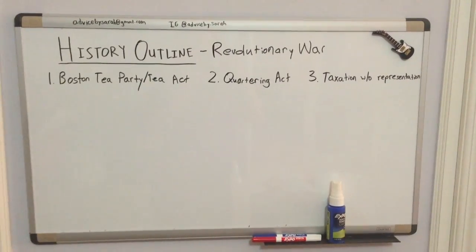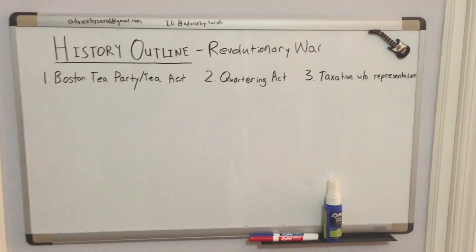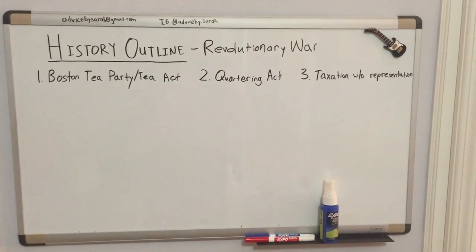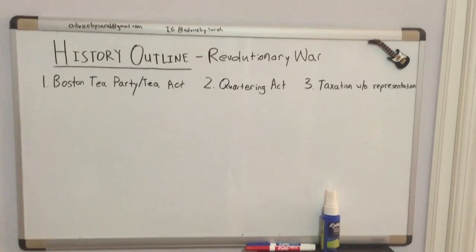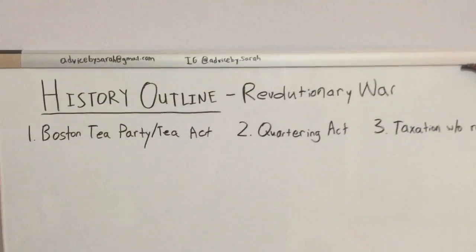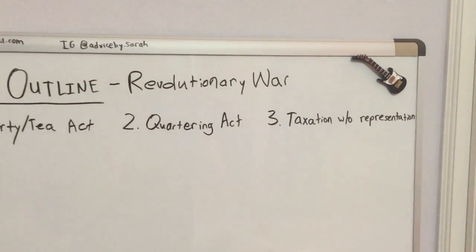Since in history class we're doing causes of the Revolutionary War, I'll be using this question as an example. And it's about what caused the Revolutionary War. So the examples I used are Boston Tea Party / Tea Act, Quartering Act, and taxation without representation.